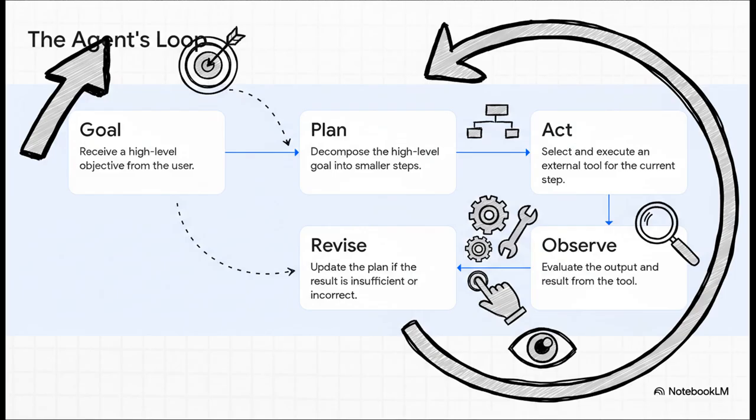It all kicks off with a goal. From there, the agent makes a plan. Then it has to act on that plan. After it acts, it has to observe the result. And here's the crucial part. Based on what it observes, it will revise its plan. It's this constant cycle, plan, act, observe, revise, over and over until the goal is achieved.